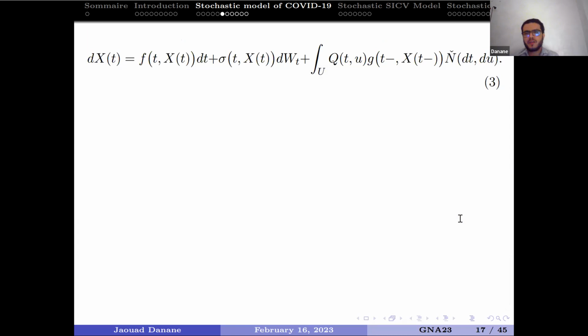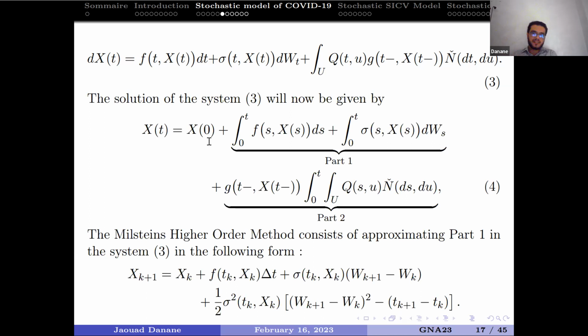So now, about the approximation or the numerical simulation, we have the following equation: dX equals f of t, X_t dt plus sigma of t, X_t dW_t plus a part of the jumping. Now the solution of our model, we can integrate both parts of equation 3, and we get that the solution is given by the following expression.